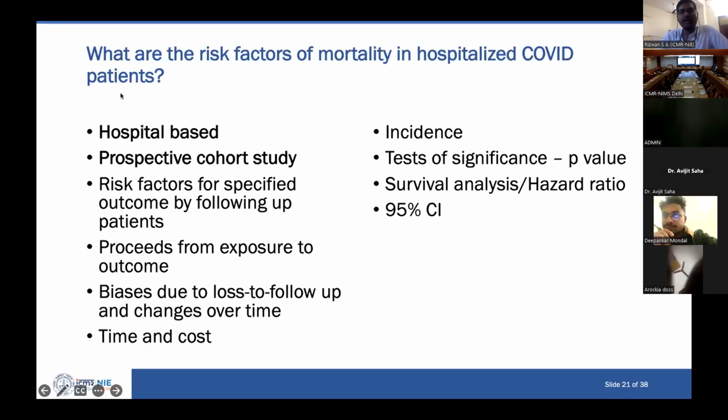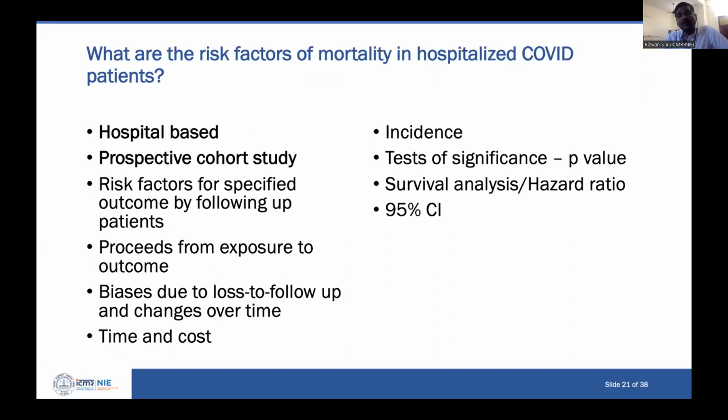This is an example of another study question which can be answered by a cohort study. What are the risk factors of mortality in hospitalized COVID patients? So it can be a hospital-based prospective cohort study where the risk factors for specified outcome are identified by following up the patient. And it proceeds from exposure to outcome, and biases due to loss to follow-up and changes over time are possible in cohort studies.